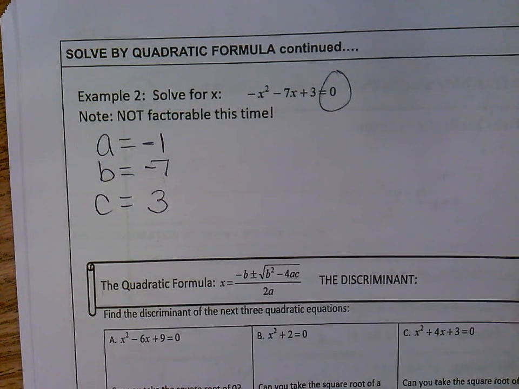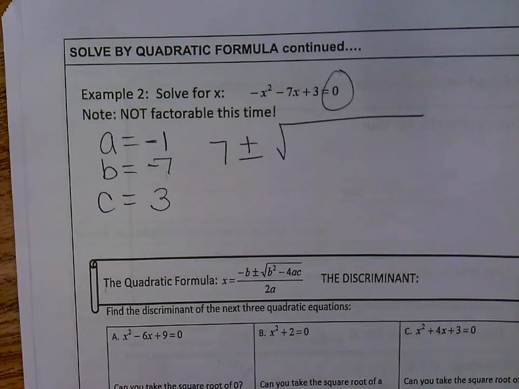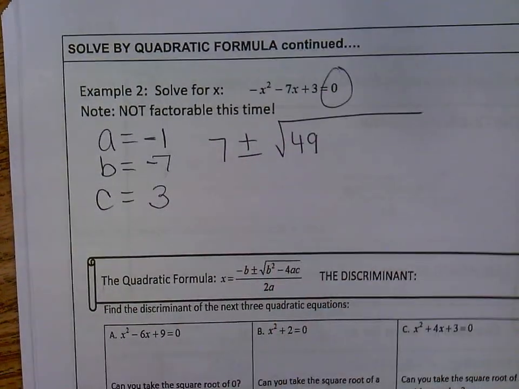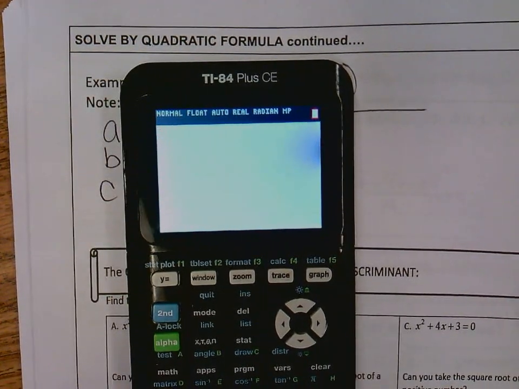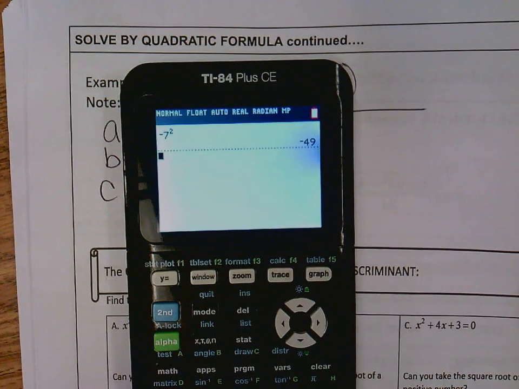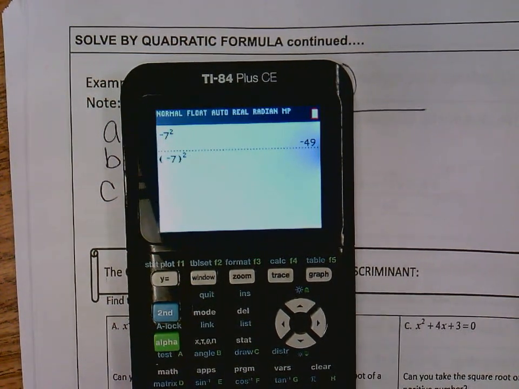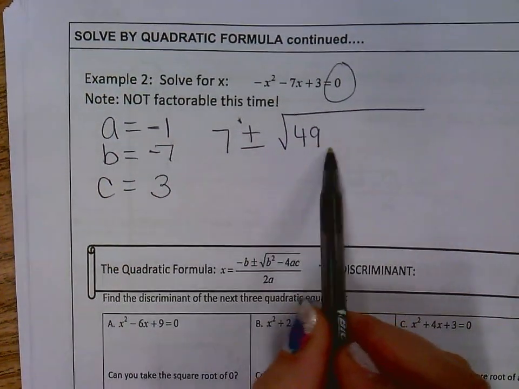The opposite of B is what? Plus or minus the square root of B squared, +49. And if you are typing this on a calculator, if you type -7 squared and just say -49, you know that you have to type -7 in parentheses squared is +49. So this should be positive every single time.